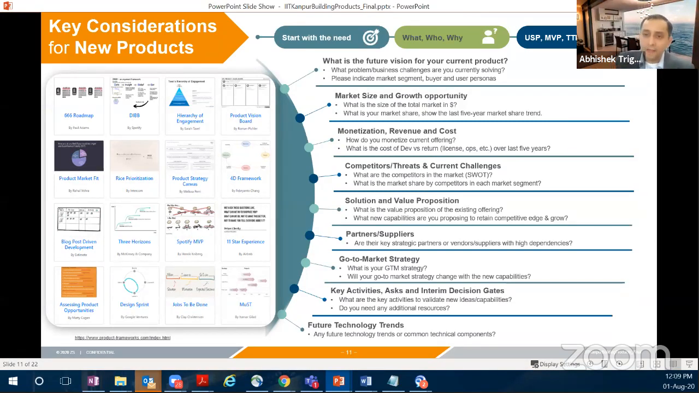A few of the other things that you definitely want to look at in much detail in your early stages of planning and decision making, taking a little bit of that stage gate process, are: what is the future vision of your current product or something that you're trying to build? What is the problem or business challenge you're trying to solve? The market segment, the personas, the buyers, the users, and so on and so forth.